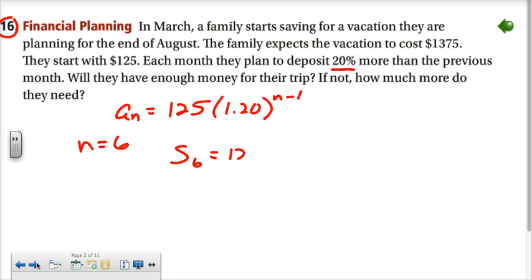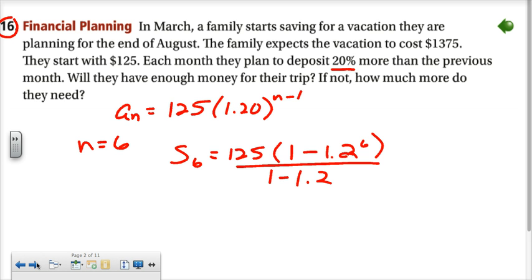So a sub 1 was 125. And we're going to need 1 minus r, which is 1.2, and 1.2 will be to the 6th power. That's a little hard to read. Let me redo that. Over 1 minus r. So we have 1 minus 1.2 on the bottom. That's going to be a negative 0.2. So 125 divided by a negative 0.2 is negative 625 times 1 minus 1.2 to the 6th power.